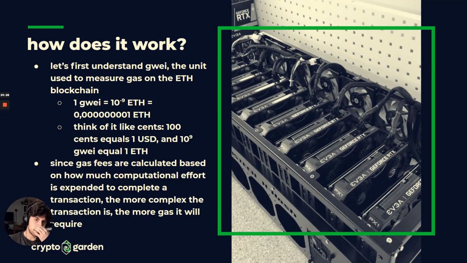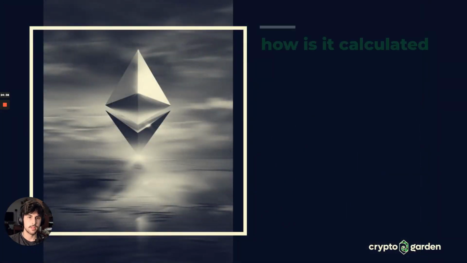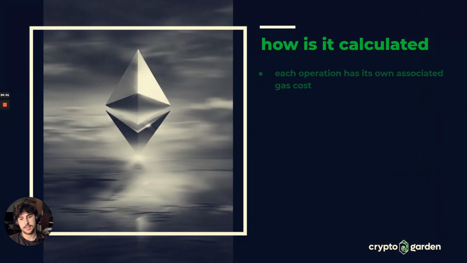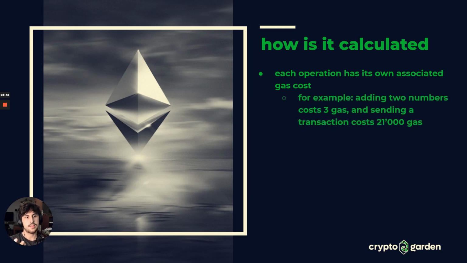Since gas fees are calculated based on how much computational effort is expended to complete a transaction, the more complex the transaction is, the more gas it will require, right? That's very easy to imagine. Okay, so how is the gas fee calculated? Each operation has its own associated gas cost, each operation that you want to do in the blockchain. For example, if we just want to add two numbers, it costs 3 gas, which is an imaginary unit, it does not mean anything concretely, and sending a transaction costs 21,000 gas.